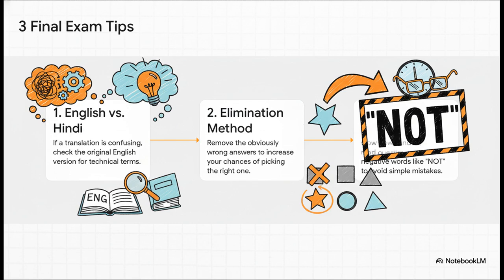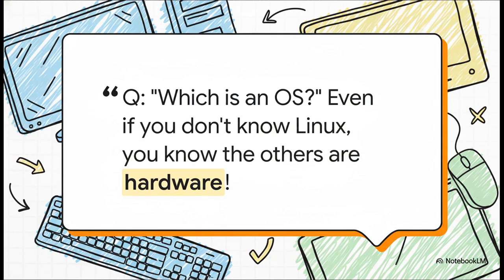And third, and this is so important, whenever you see a question with the word not in it, you need to slow way down. It's a classic trap designed to catch you if you're rushing. And this right here shows you why elimination is your superpower. Look at this question. Even if you have absolutely no clue what Linux is, you know that a monitor, a keyboard, and a mouse are physical things you can touch. They're hardware. So by just getting rid of the answers you know are wrong, you're left with the right one. It's a total game changer.